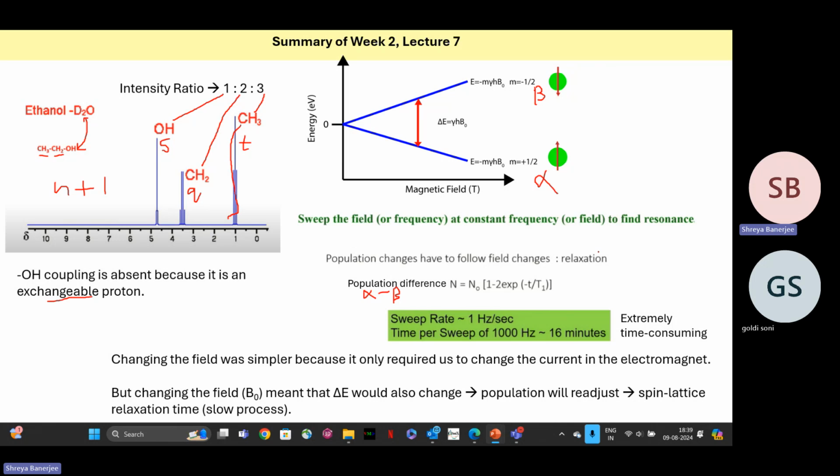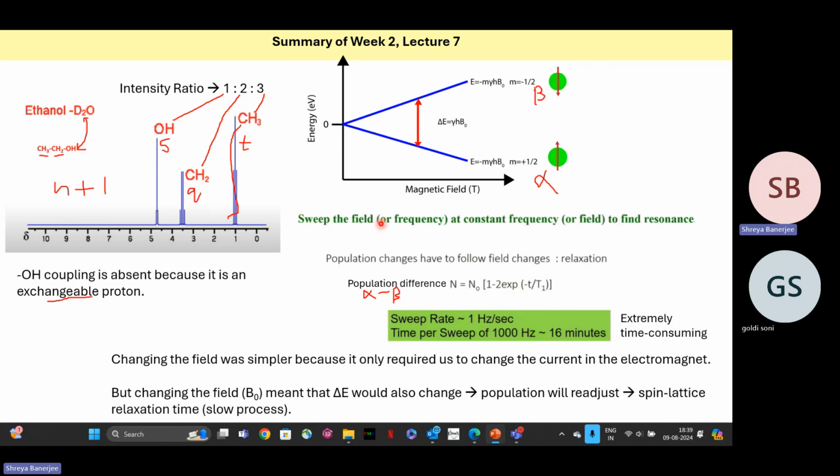So basically, we know this transition from alpha to beta will occur at a certain frequency. How do we arrive at that frequency? We can do two things. We can sweep the field.